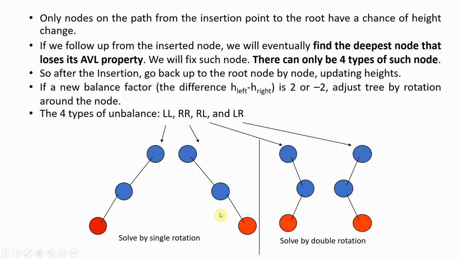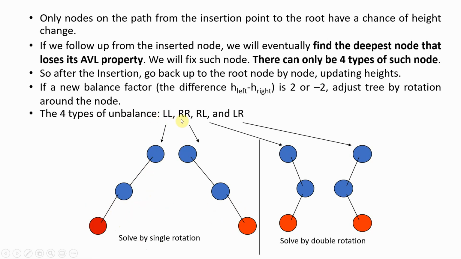You see that for these two cases, right-right and right-left, the node that loses its AVL property has a balance factor of -2. For the left-left case or left-right case, the node that loses its AVL property has a balance factor of +2, okay? So after every insertion, we have to rebalance the tree. We have to make sure that we change these parent-child relationships so that the AVL property is maintained for every node.